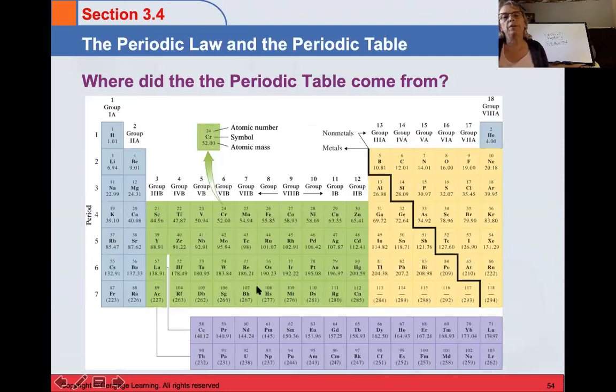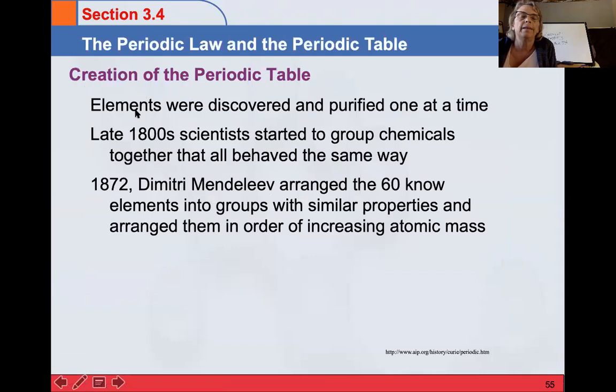And then finally, where did the periodic table come from, right? When the periodic table was initially conceived of, it wasn't in this sort of final form the way we see it now. The elements weren't discovered all at once, they were discovered one at a time. And scientists in the late 1800s arranged the different elements into groups based on the fact that they had similar properties.